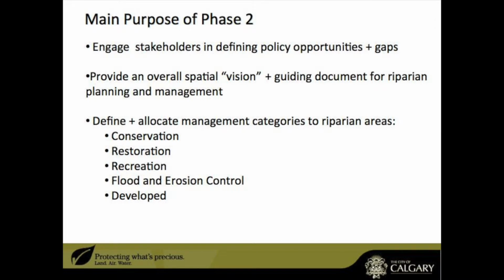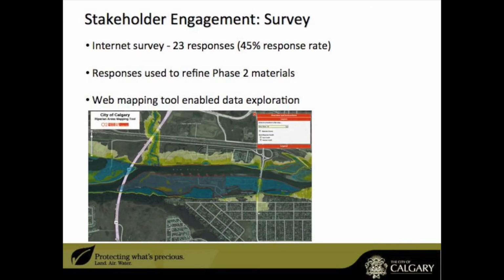So then we moved into riparian opportunities. How do we map what the future might look like and how we may want to manage riparian areas going into the future? So we engaged stakeholders in defining policy opportunities and gaps, and we wanted to also provide that overall spatial vision and guiding document for riparian planning and management. And then we also defined and allocated management categories and suggested recommendations for each one of those. And potentially these could have different targets or management intent. And we defined 5 categories and then used that as a basis for mapping.